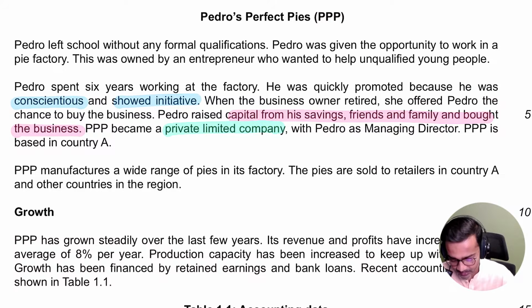Okay. Now PPP manufactures a wide range of pies in its factory. The pies are sold to retailers in country A and other countries in the region. So here's another clue for us that the pies are sold to retailers, which makes this business B2B. Then the retailers sell to the consumers, right? So there's clearly a difference there. That's what we know about the setting up of the business.